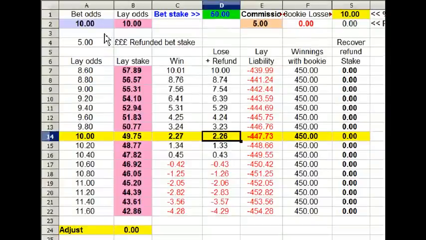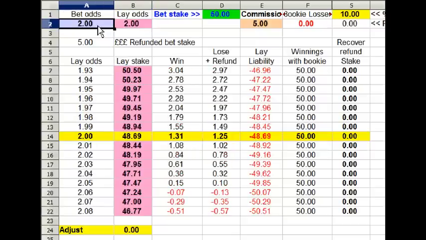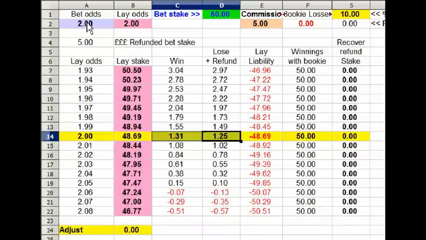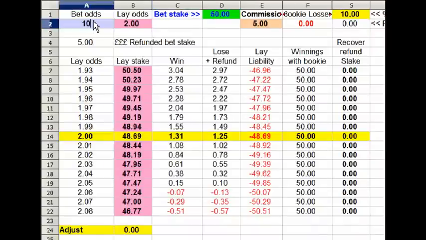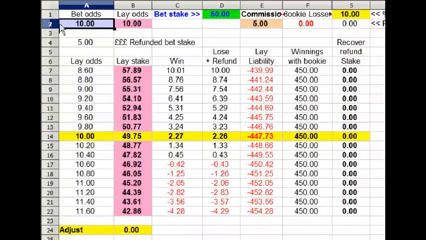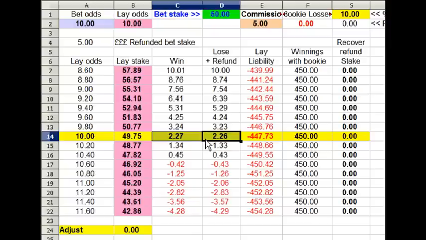You will find that if you trade lower odds, the profit goes down. We've only got £1 something there. So if you trade at big odds, you can make more on your trade.